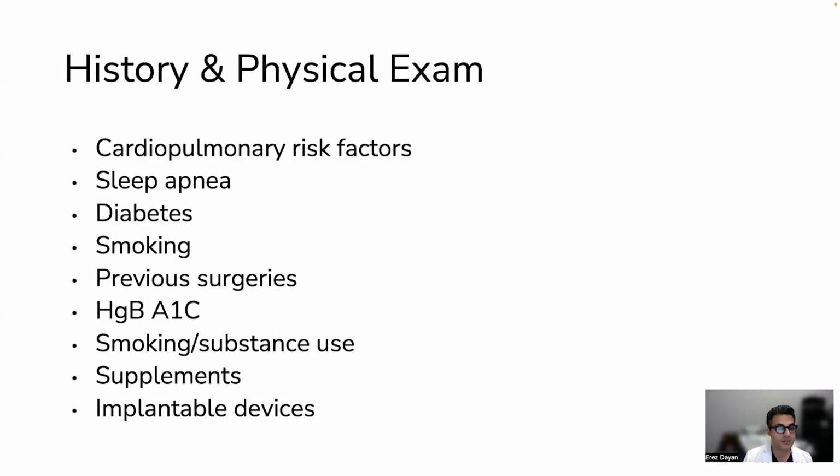If the patient does have diabetes, we'd want to know that hemoglobin A1C to ensure that it's well controlled. Part of our screening process is ensuring that the patients not only don't smoke, but also do not use substances. We do want to know what supplements the patients are using. In your packet, there is a document showing which supplements are acceptable to use in the perioperative period and which, especially in relation to bleeding risk, need to be stopped 2 weeks before to ensure that you're not increasing the risk of bleeding and bruising.